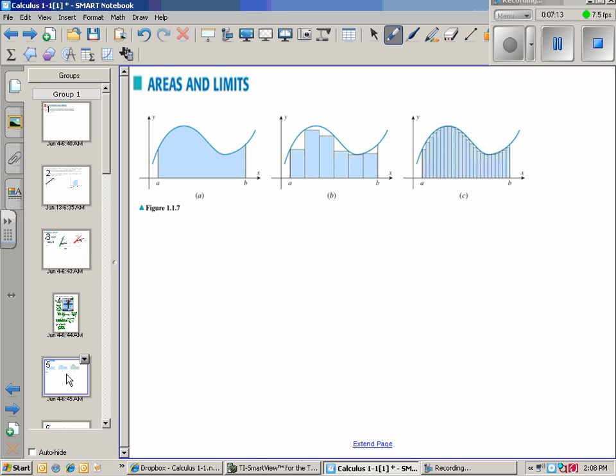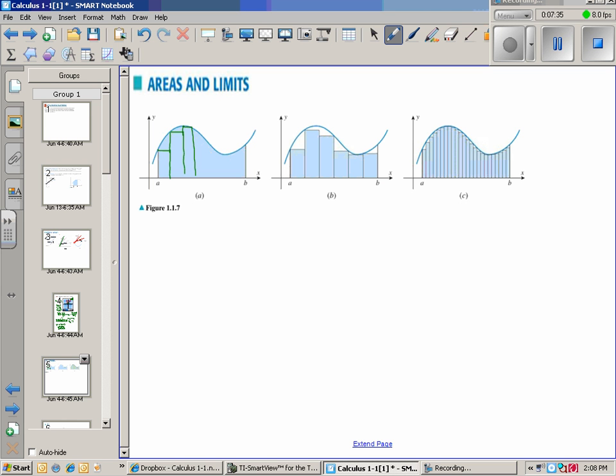when it comes to areas and limits, one of the ideas is we want to break this up into little pieces. And so when we do that, we have these rectangles. And so we want the whole area. And so in figure A, that would be the total area. And to approximate that, we would have to use these rectangles.